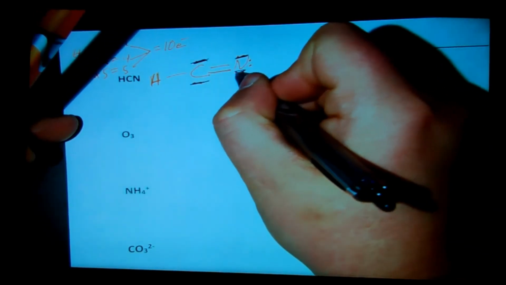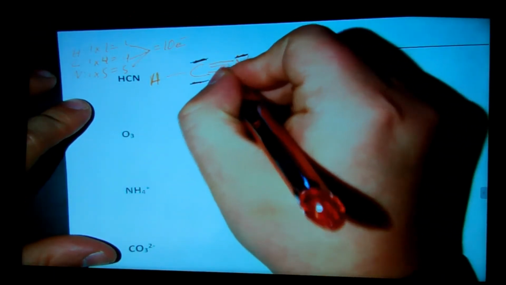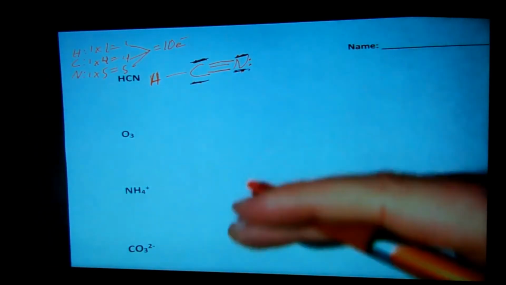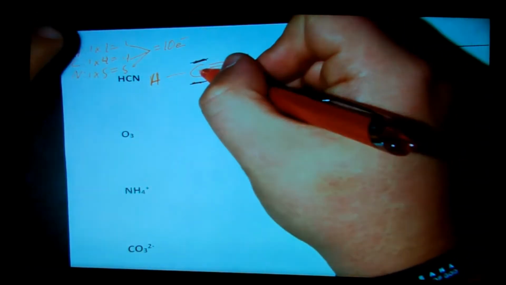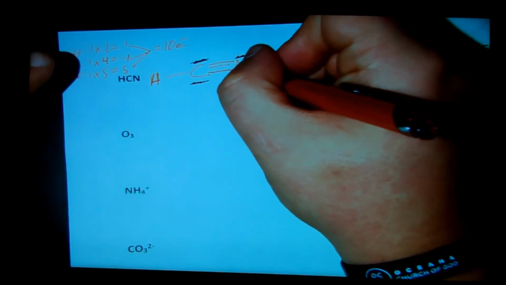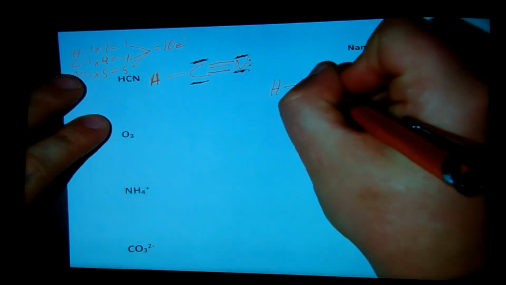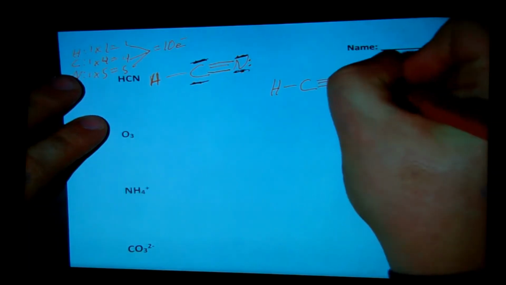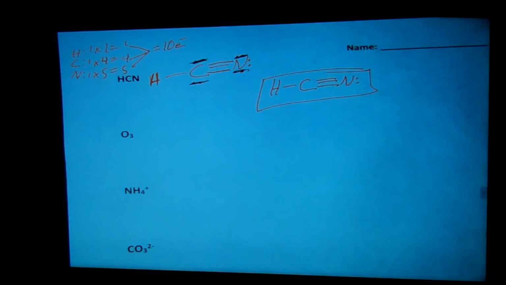Take these out because I'm going to add this triple bond right here. 1, 2, 3, 4, 5, 6, 7, 8, 9, 10. Now I get 10. Check for charge. Hydrogen should have 1. It has 1. No charge. Carbon should have 4. It has 4. No charge. Nitrogen should have 5. It has 5. So we're good. Let's just redraw it. There is your properly drawn Lewis structure for hydrogen cyanide.